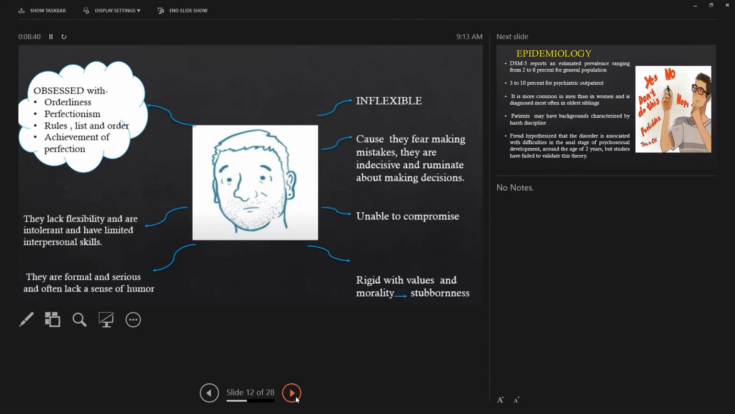They are inflexible. They fear making mistakes, therefore they're indecisive and ruminate about making a decision. They are unable to compromise in any situation. They are rigid with values and morality, hence trouble.